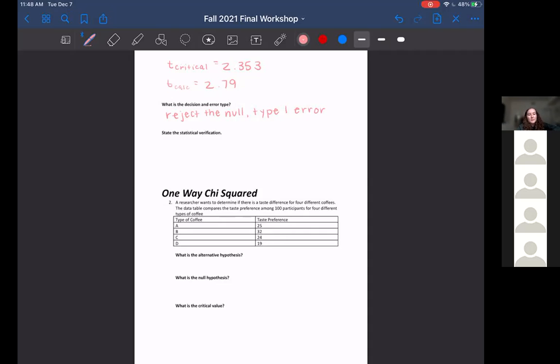Can anyone explain why we reject the null? Is it because if the obtained value is greater than the critical value, you reject it? Yes, that is exactly correct. Anytime the value you calculate is bigger than the value you're getting from the table, you would reject the null. Good. Can anyone explain why it's type 1 error?